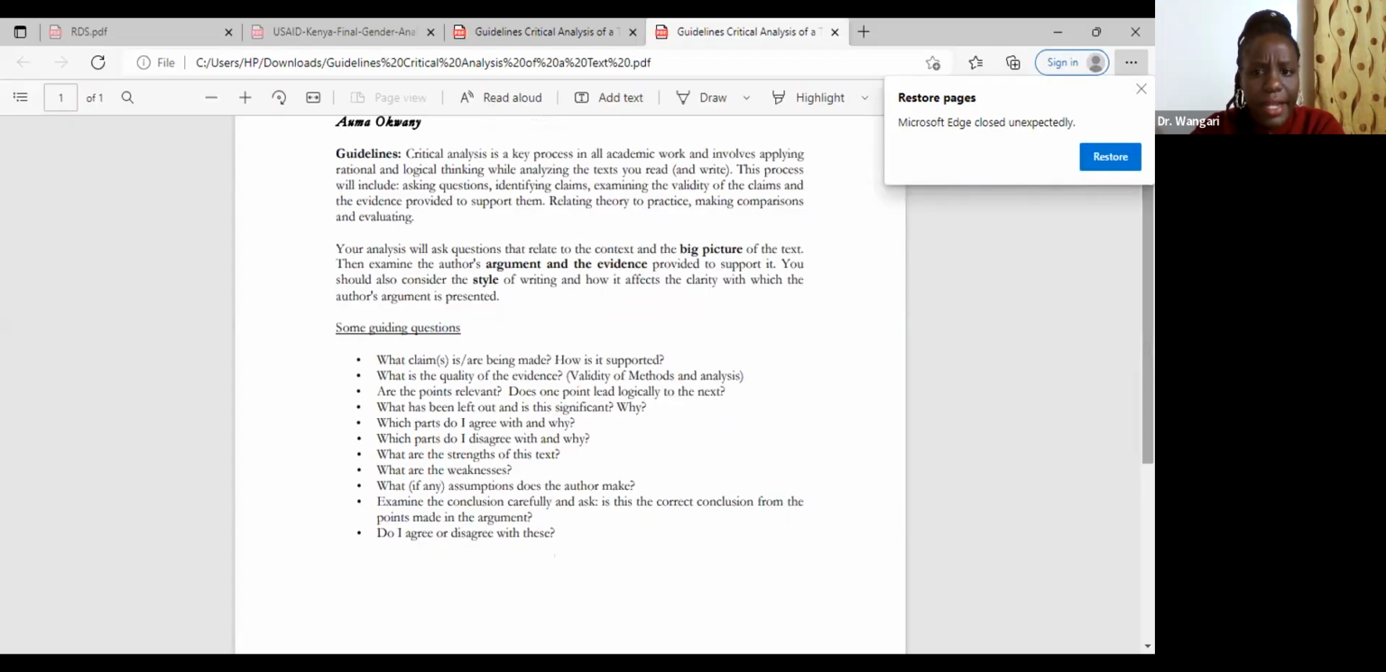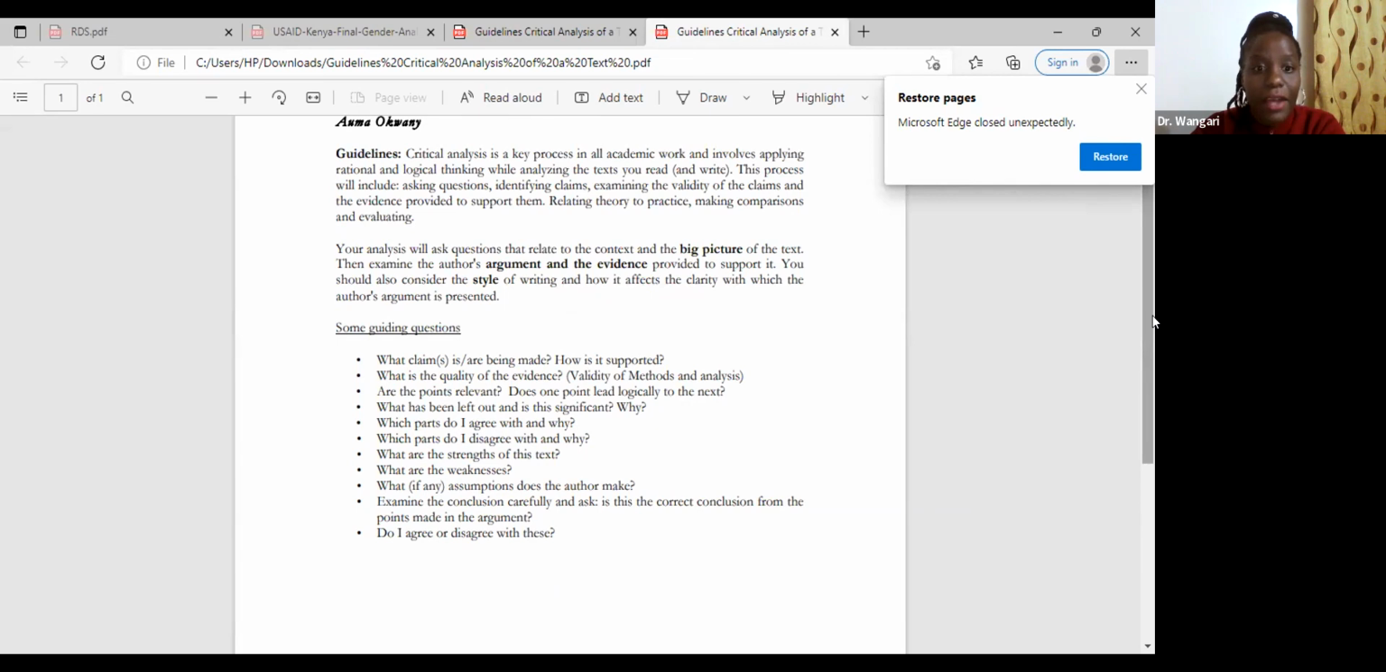You need to ask questions that relate to the context and the big picture of the text, then examine the author's argument and the evidence provided to support it. You should also consider the style of writing and how it affects the clarity with which the author's argument is presented. So some guiding questions are, what claims are being made in that journal article? How is it supported? What is the quality of the evidence, the validity of the methods and analysis? Are the points relevant? Does one point lead logically to the next? What has been left out, and is this significant and why?